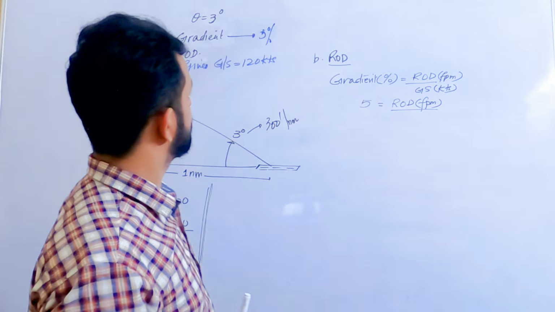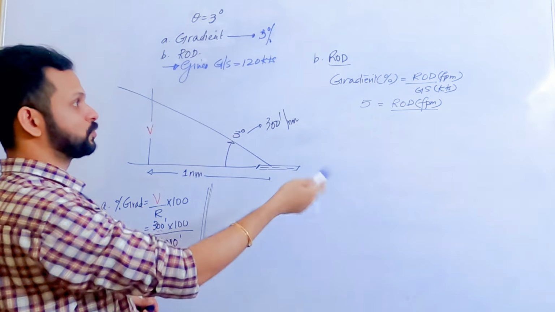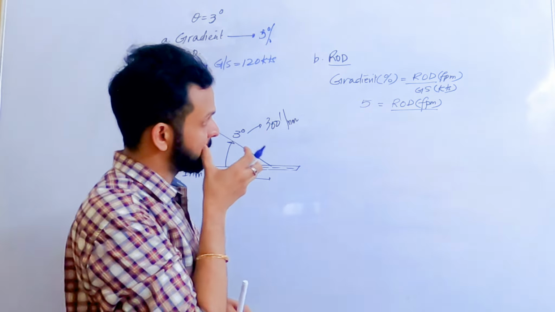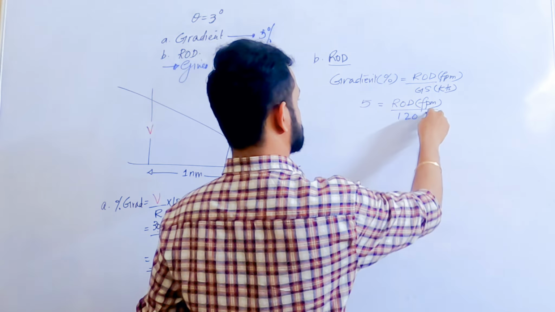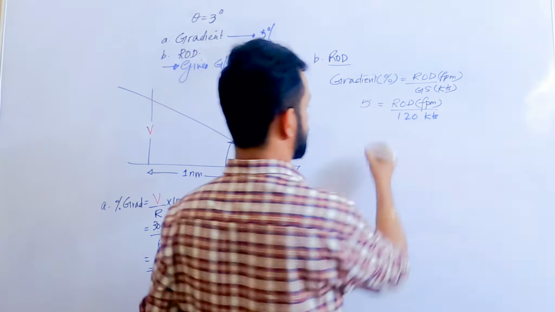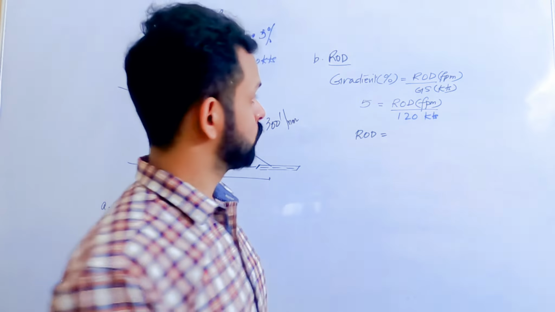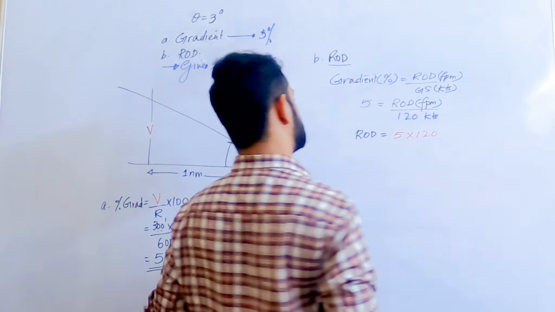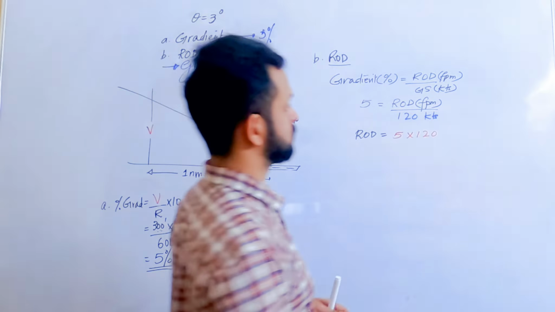Now I can select gradient for a series of ground speeds, because ground speed changes. Let's start with 120 knots. What is the ground speed? 120. Now, what is the rate of descent? The gradient I know is 5, equals ROD I need to calculate, and ground speed is given as 120. So my ROD becomes 600 feet per minute. That's it.